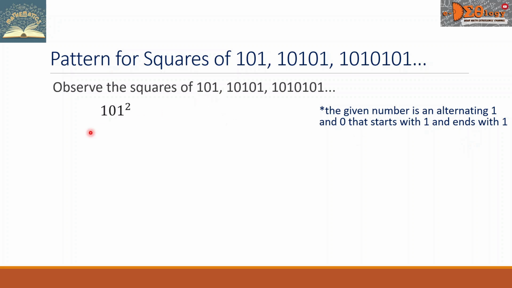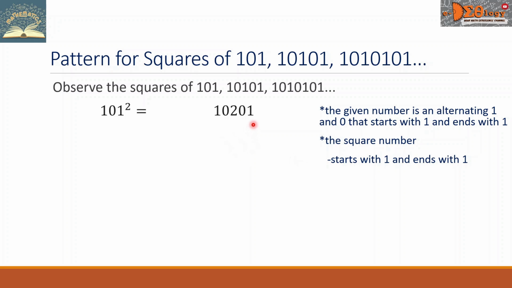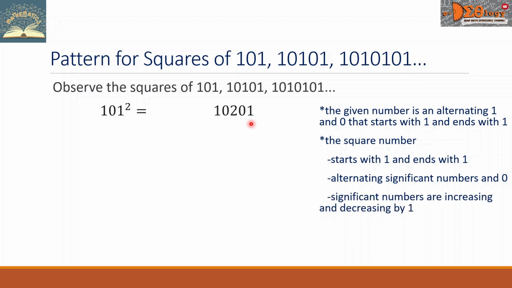Let's begin with 101 squared. And this is the answer, 10,201. Let us observe this answer. This square number starts with 1 and ends with 1. This number is an alternating of significant numbers and 0. You see here, 1, 0, 2, 0, 1. The significant numbers are increasing and decreasing by 1. So it starts with 1, followed by 2. After that, it ends with 1.